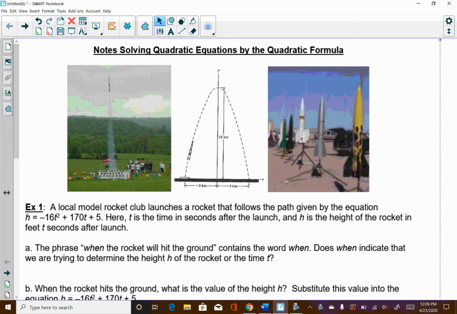Hi guys, the last section for DMA 65. We're going to look at solving quadratic equations using the quadratic formula.